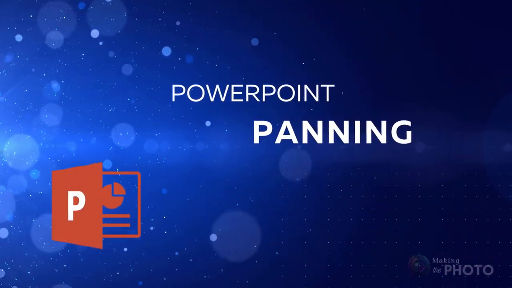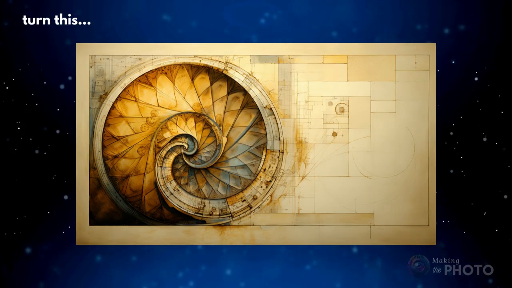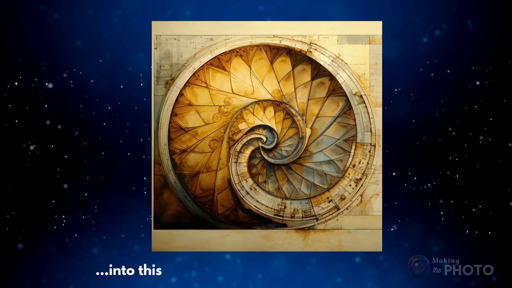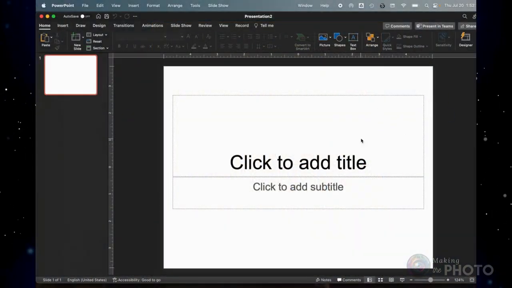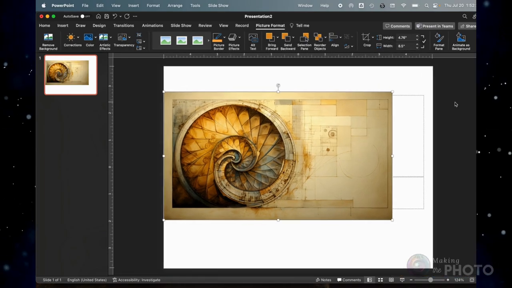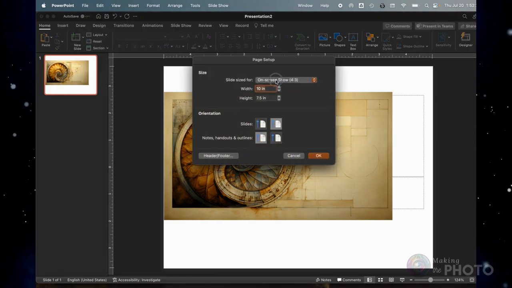But what if you don't have iMovie? You can easily do the same panning effect in PowerPoint of all places, and save it as a movie. Open PowerPoint and drag in an image. Go to Page Setup and resize your page. I'm going to post this on Instagram, so I'm going to make the canvas square.